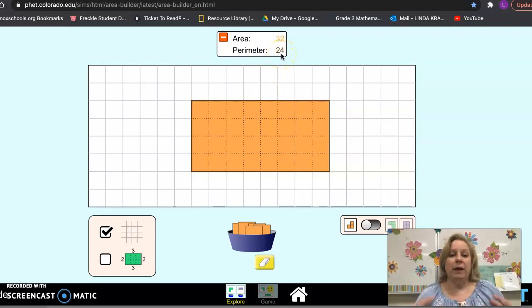So again, when you're playing on this area game and this grid, make sure that you're not only putting the square units on the grid, but you're counting them and putting measurements in your mind on the side. That's going to help you a great deal with finding area and perimeter.